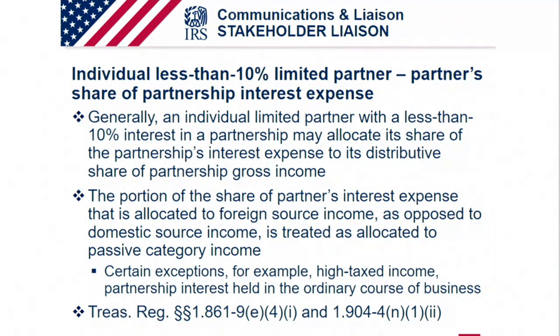So because the foreign source portion of the distributive share of the partnership gross income is classified as passive category income in this particular ownership fact pattern, the portion of the partner's interest expense allocated to that foreign source is treated as passive category income as well. There are certain exceptions to this rule, such as high tax income.